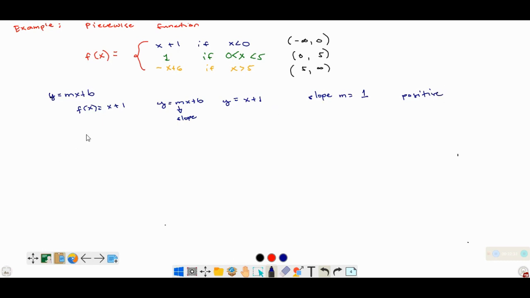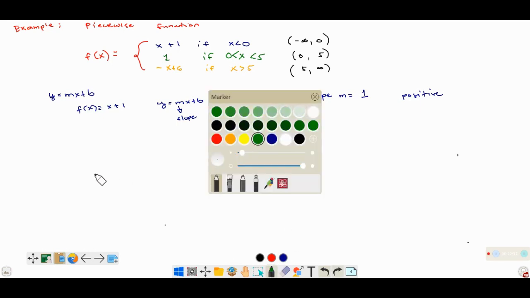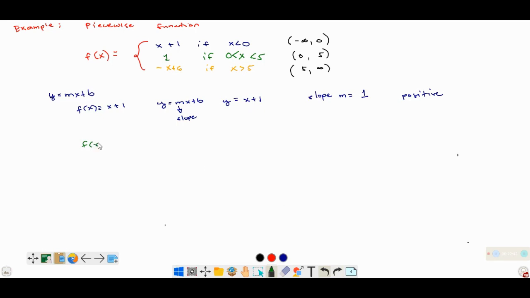Now, let's go to the next function. We have f of x is equal to 1. So, sulat natin siya in the form y is equal to mx plus b. We have y is equal to 1. So, ano yung slope niyan?